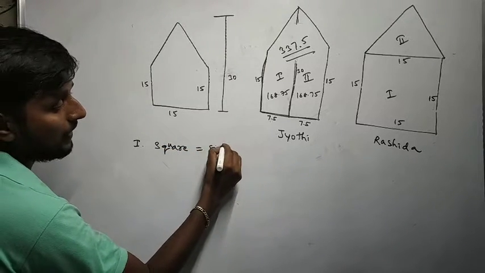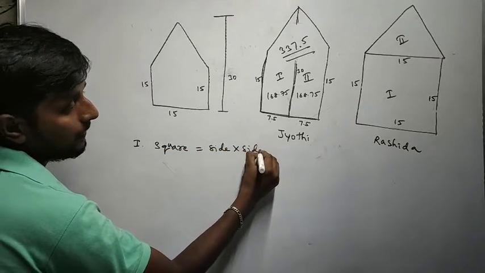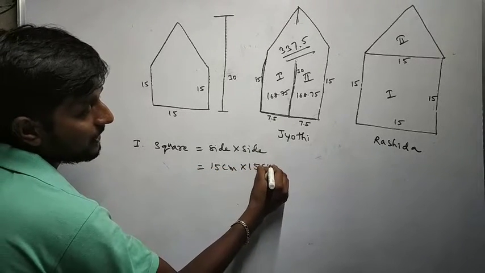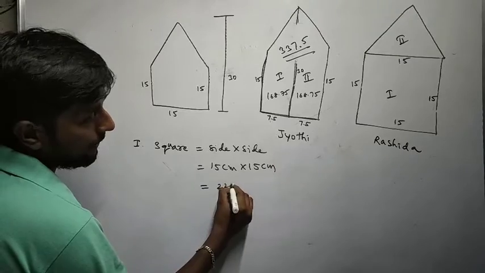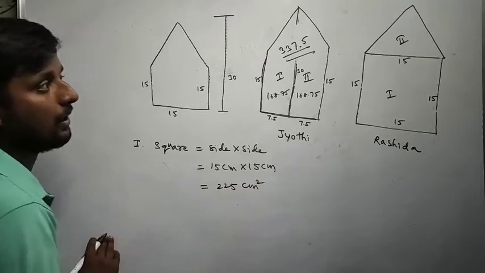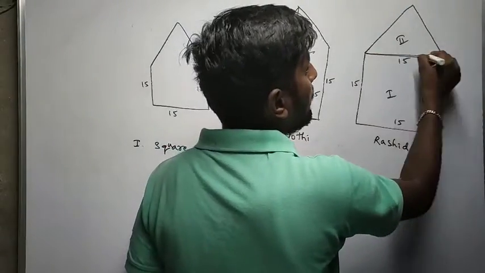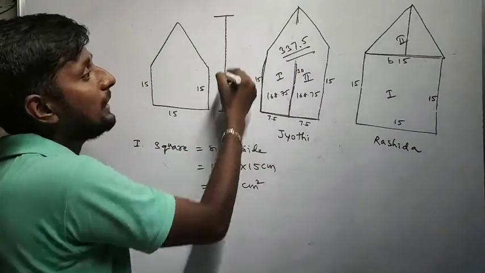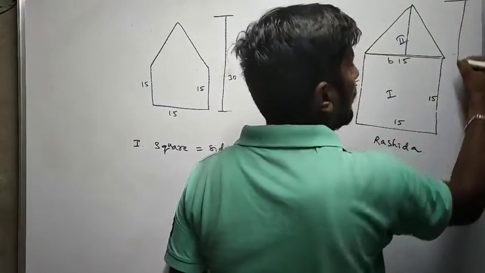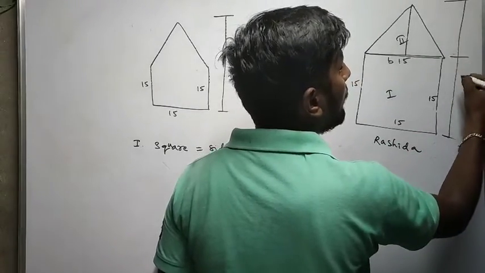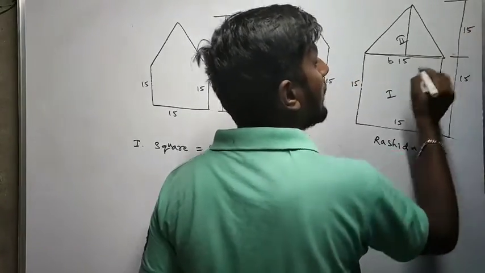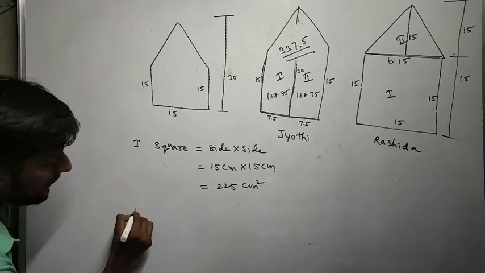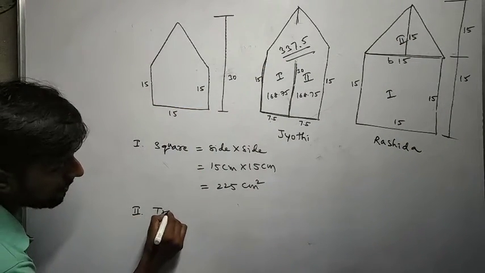Square area formula: side into side. So simple, we'll write 15 centimeter into 15 centimeter, that is 225 centimeter square. For the triangle we need a base and we need height also. But look at the diagram, total length is 30. Total 30, but up to here 15 is covered. That means the rest of the part is also 15. So here also 15. So now the second part I can take as a triangle.